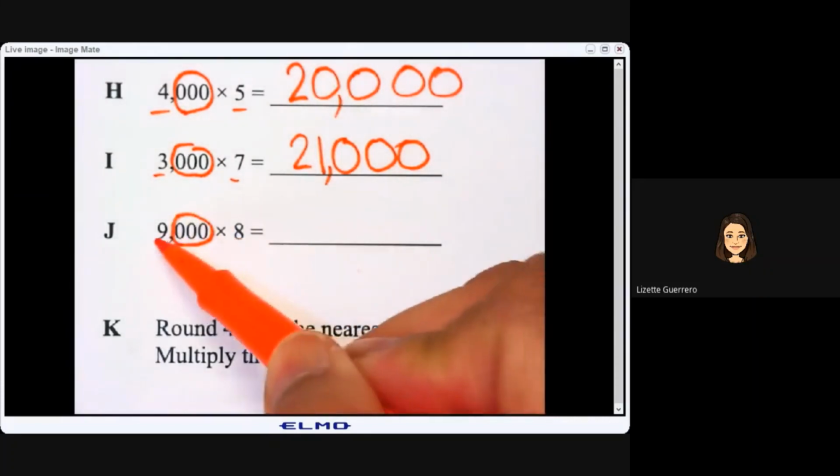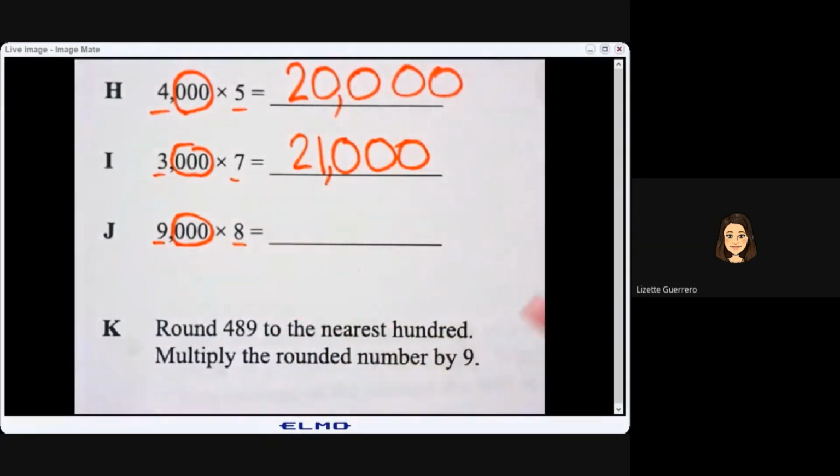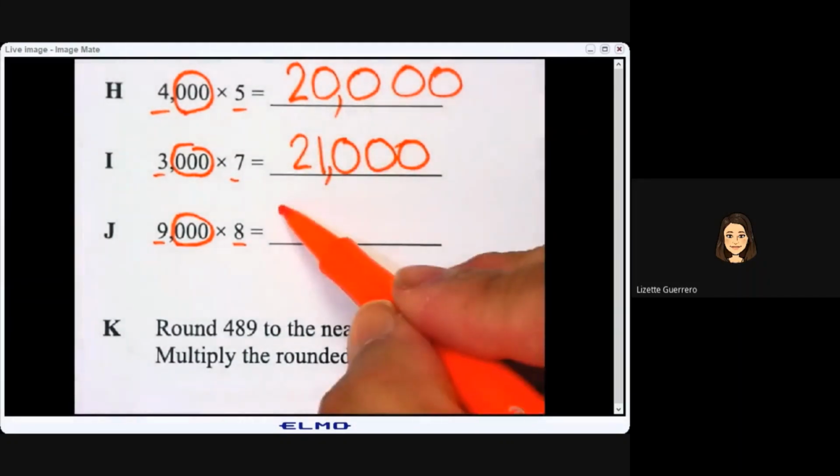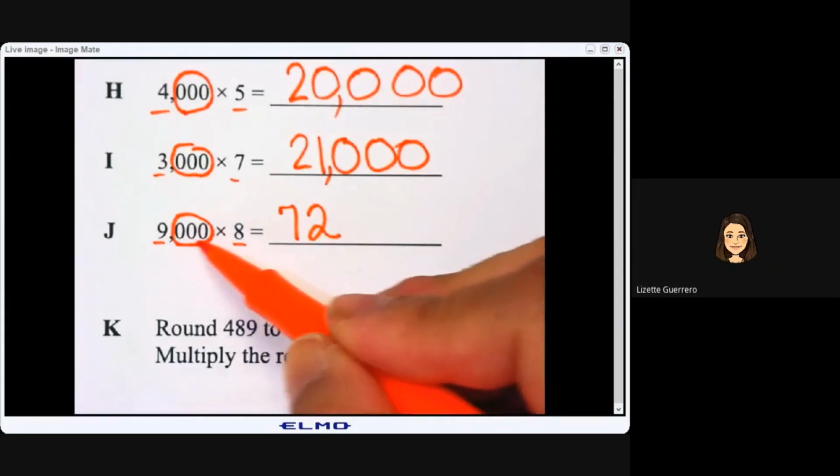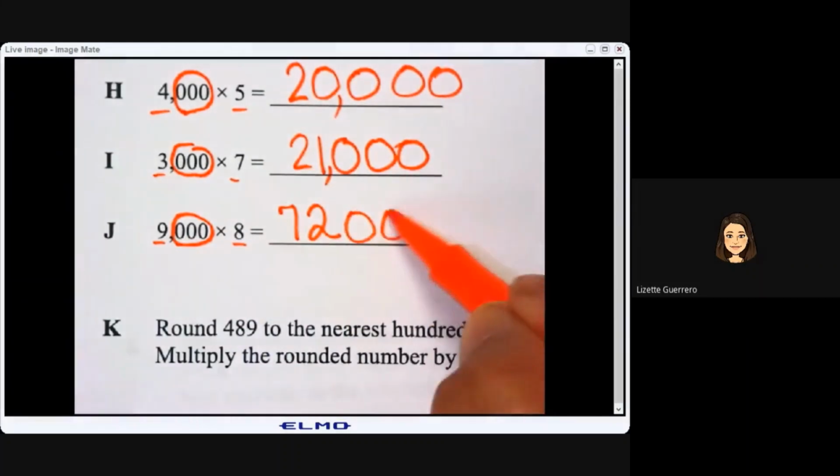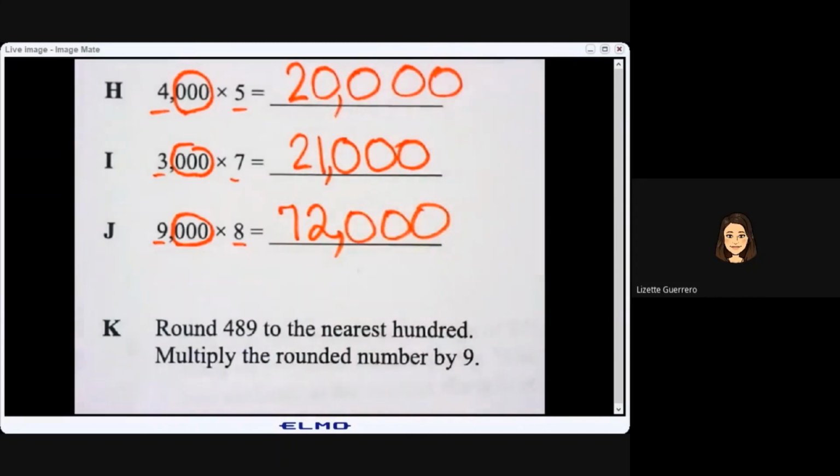Circle your trailing zeros. Multiply 9 times 8. 9 times 8 is 9, 18, 27, 36, 45, 54, 63, 72. So you have 72. Attach your trailing zeros, which are 3 of them. Your answer is 72,000. Let's look at letter K.